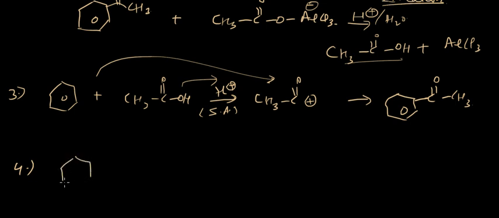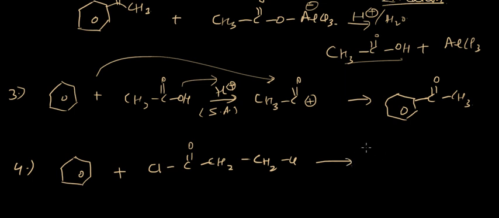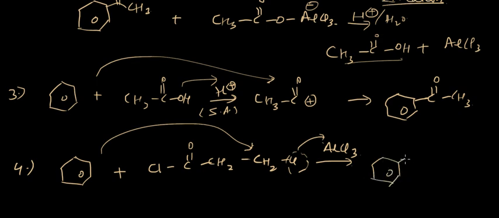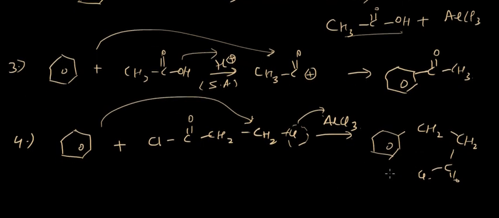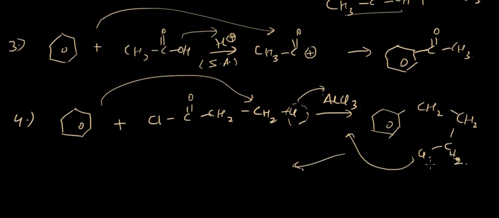Let's look at another example. We have a benzene ring and Cl, C double bond O, CH2, and again Cl. Let's say we have one more CH2Cl here. In the presence of AlCl3, first this Cl will leave with AlCl3 to form AlCl4 minus. This will get a positive charge, and the benzene ring will attack this carbocation, and an electrophilic aromatic substitution reaction will take place. We will have something like this: C double bond O and Cl. Next, this Cl will again attack AlCl3 to form AlCl4 minus. As a result we will have something like this structure.